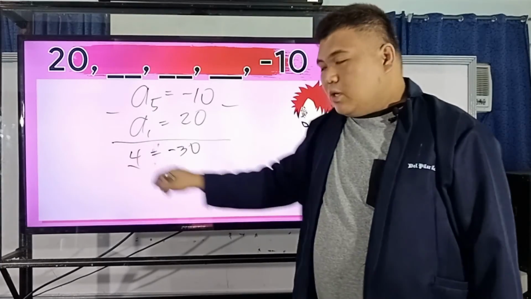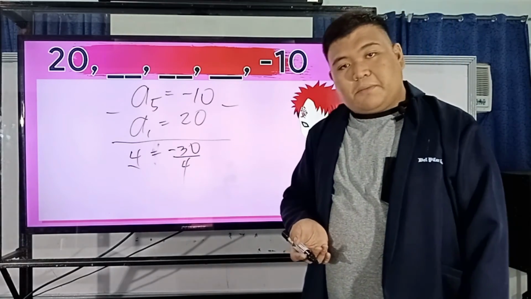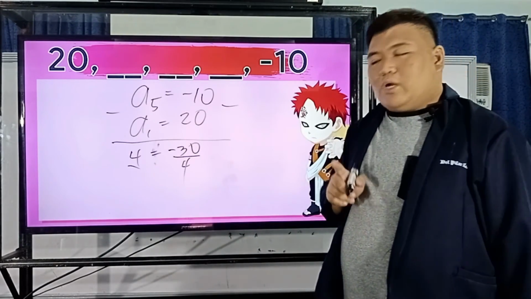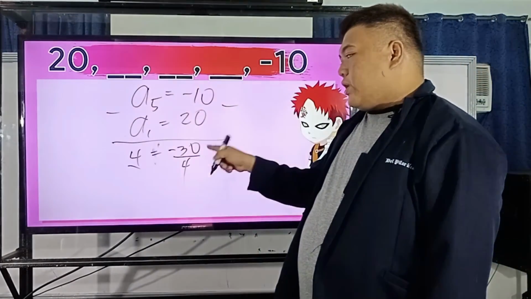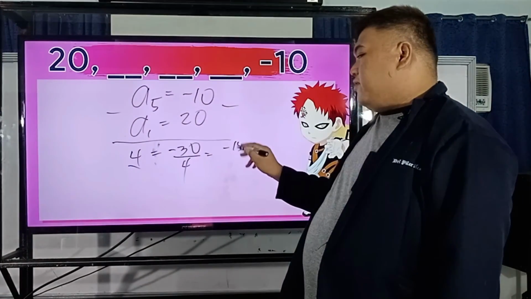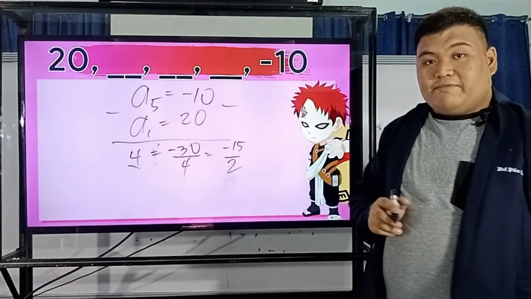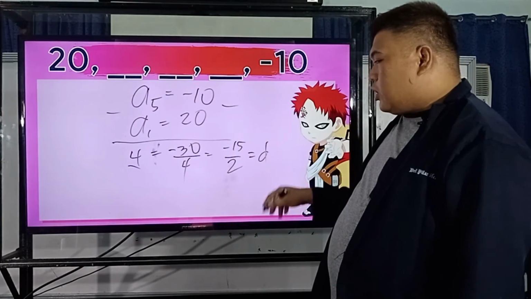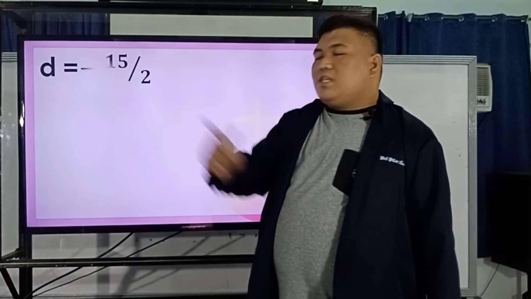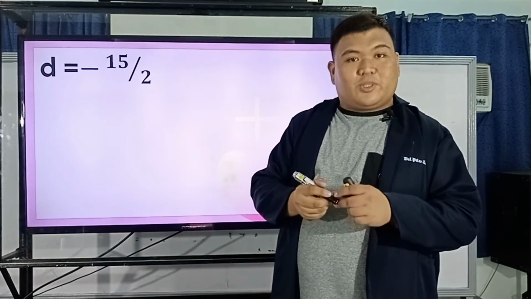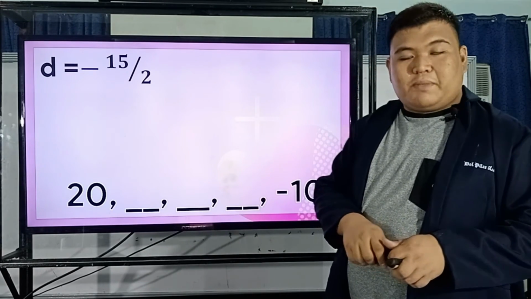So whatever number yung nasa kaliwa ay i-divide. So negative 30 divided by 4 obviously is not divisible. So therefore, we just need to get the lowest term. Both numbers again is divisible by 2. So negative 30 divided by 2 is negative 15, and 4 divided by 2 is positive 2. Therefore, this is our common difference. Okay, now that we have the common difference, which is negative 15 over 2, so ano lang gagawin natin para makuha natin yung tatlong missing terms ng arithmetic sequence?